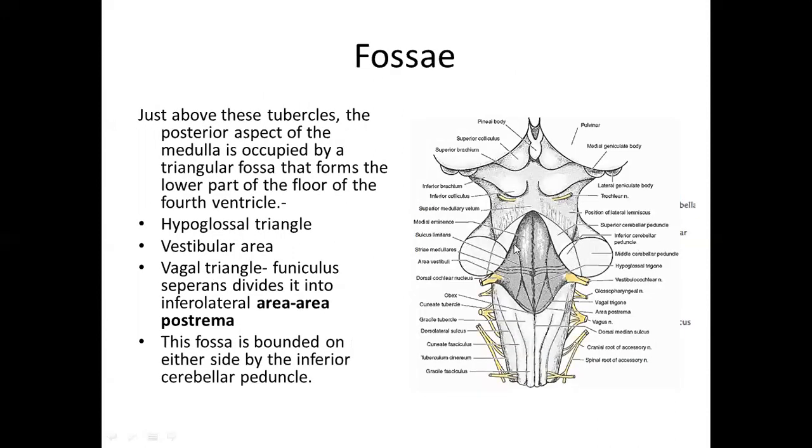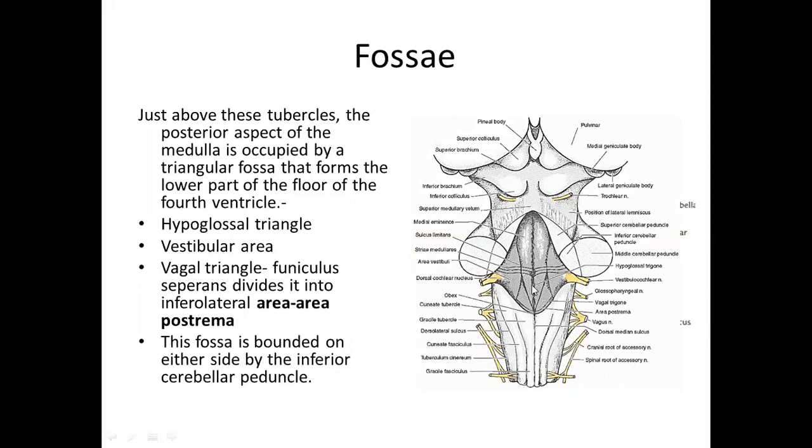Then various fossae on the dorsal aspect. Just above these tubercles, you will see the posterior aspect of the medulla occupied by a triangular fossa. I told you the stria medullaris. These are a group of horizontal fibers which will divide this floor of the fourth ventricle into a cranial part and a caudal part. This caudal part is triangular in shape. Now, further, the median fissure divides it into two equal halves.